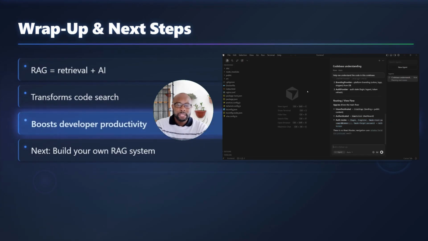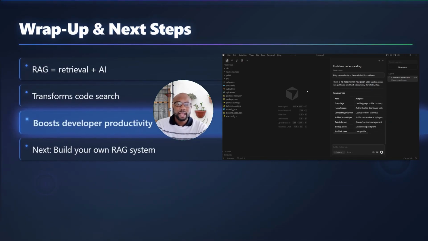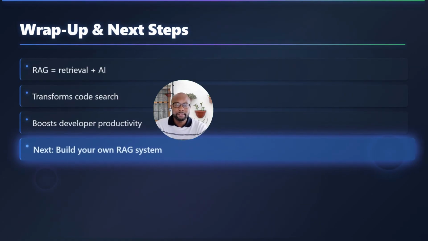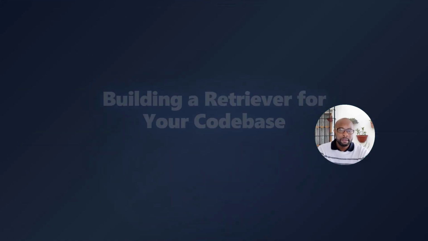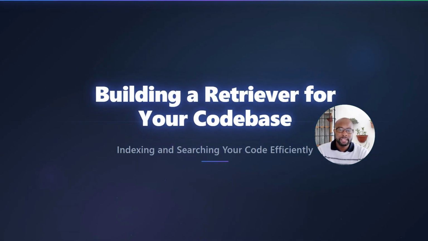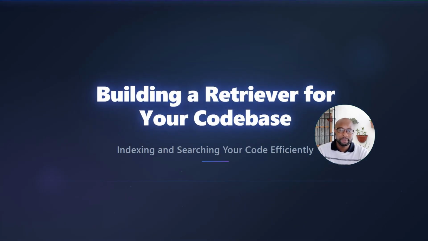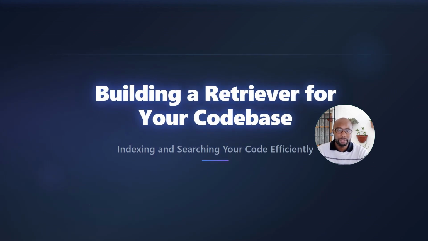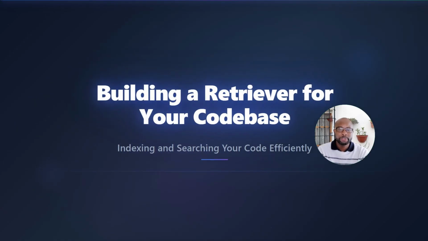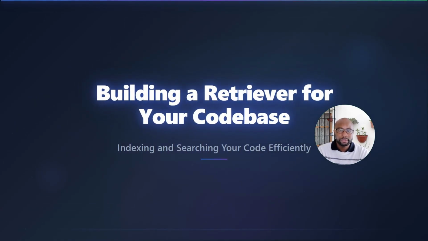Next up, we'll dive into how to build your own RAG system for your codebase, step by step. Ready? Let's get into it. If you want RAG magic, you need a solid retriever to find the right bits of code fast. Today, we'll break down how to index your codebase and build a retriever that serves relevant snippets in milliseconds. Let's make your code searchable like never before.